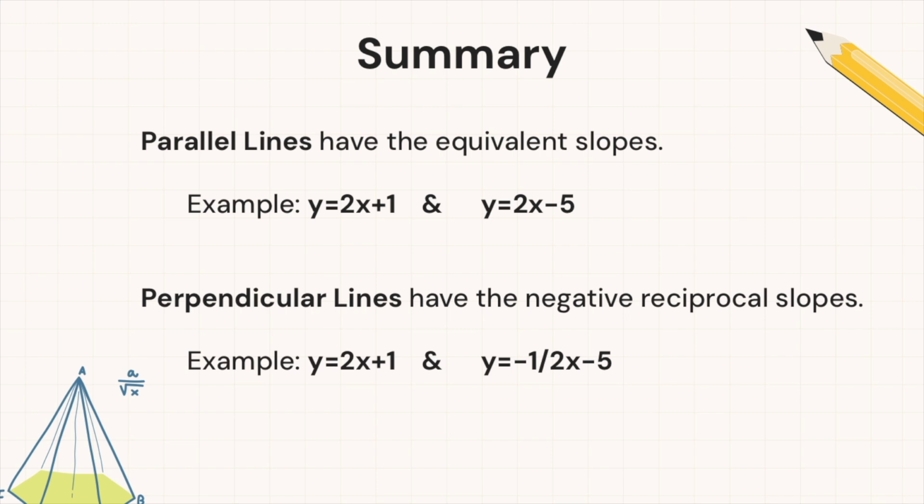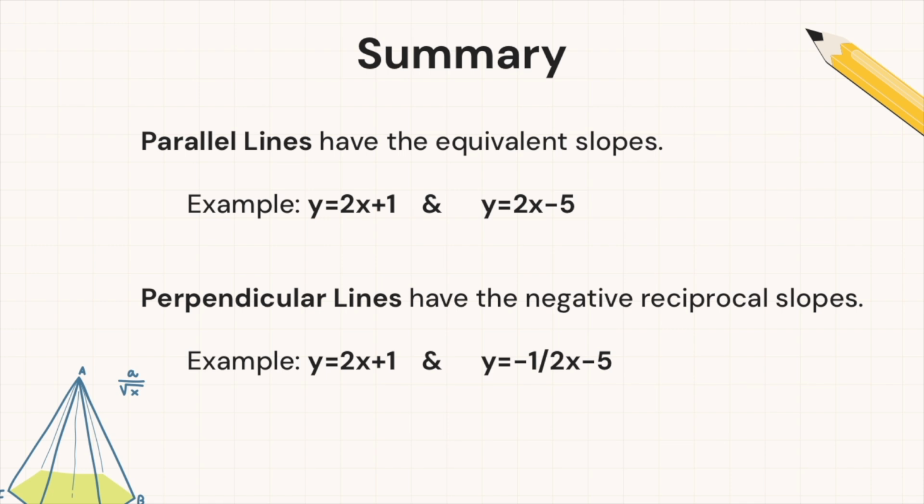Here in our summary, we can say the parallel lines have equivalent slopes. So y equals 2x plus 1 and y equals 2x minus 5 are an example of that because both their slopes are 2. Perpendicular lines have negative reciprocal slopes. So you can see an example here of y equals 2x plus 1 and then y equals negative 1/2 x minus 5 because those slopes are negative reciprocals of each other.